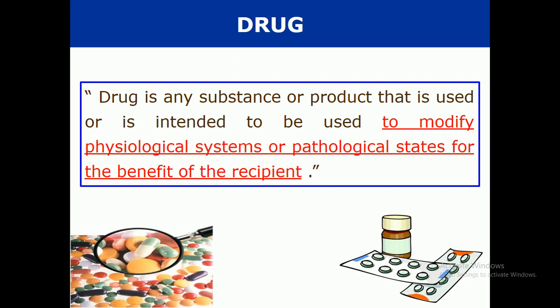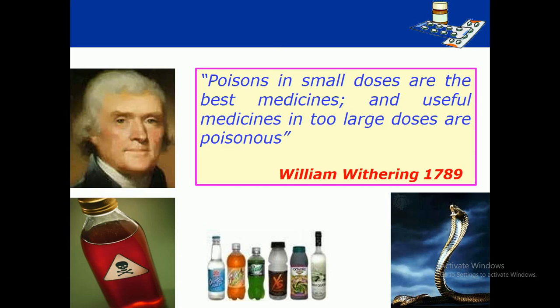In other words, I can say that a drug is the crude form, the impure form, the raw form. So a drug is a substance or product which is used or intended to be used to modify the physiological system. It means that whenever we administer a drug, it will bring some modifications, some changes in our physiological system, and it will change your pathological state for the benefit of the recipient. This is very important.